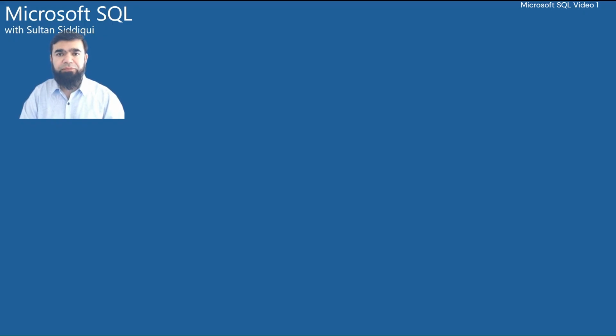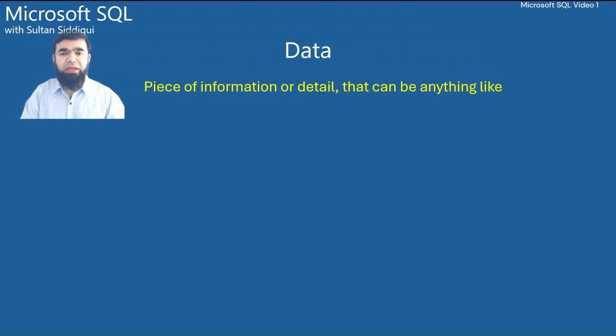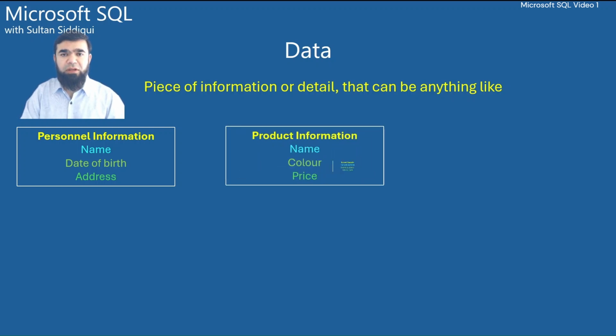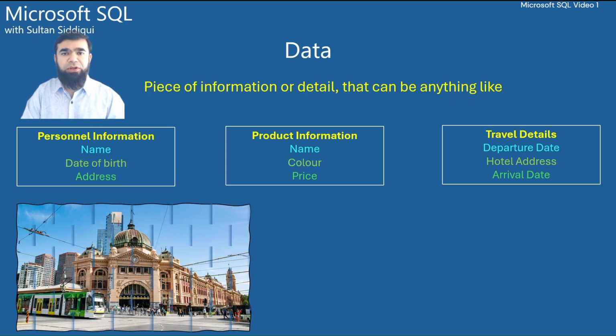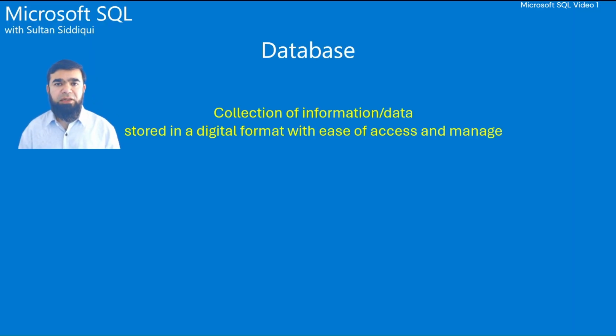What is data? Data is a piece of information or detail that can be anything. For example, a data can be someone's personal detail, a product information, or someone's travel information. In modern days, a data can be an image or a video file too. Database. It is a collection of information stored in a digital format with ease of access and management.